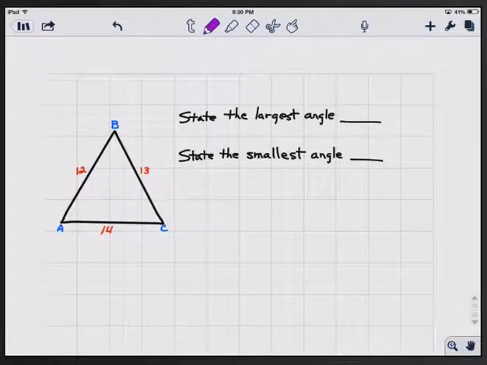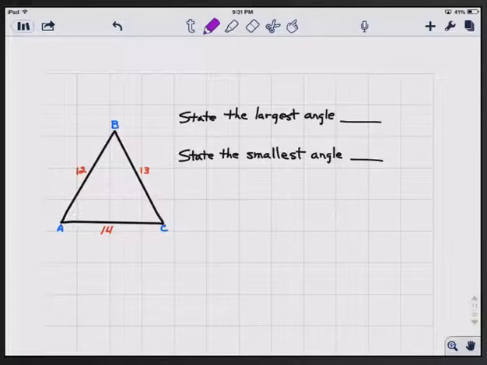Okay, a few more problems. In any triangle, if you have two sides that are not equal, or three sides that are not equal, then the larger of the angles, if you're only comparing two angles, it would be the larger of the two angles that you're comparing. The larger angle is always opposite the longer side, and vice versa.